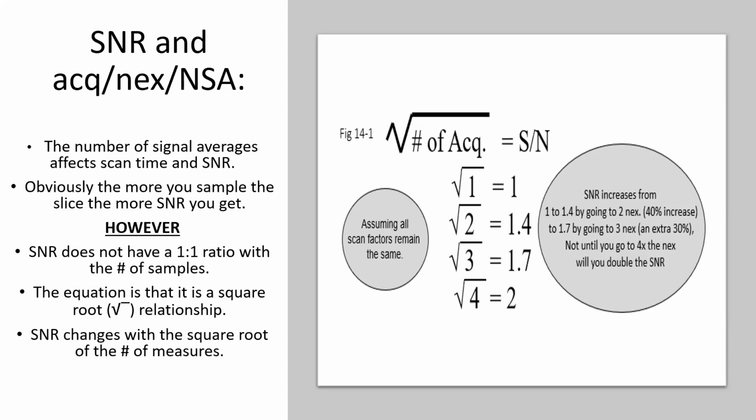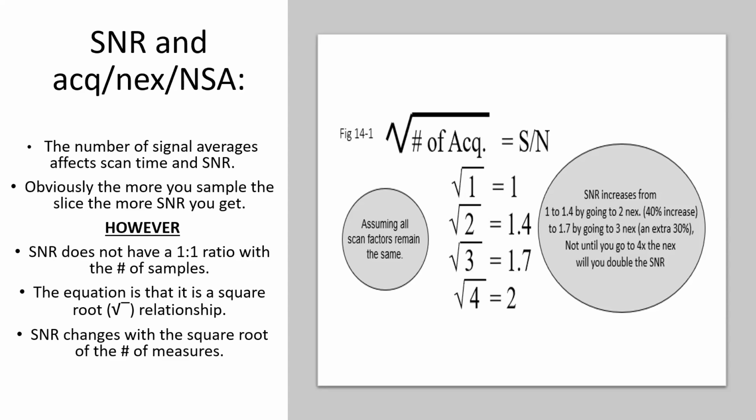Taking that even further, if you go to 3 acquisitions, you're going to go from 1 to 3, you're going to gain 70% signal to noise. That's great, but I'm sitting here 3 times longer, and the patient's got 3 times longer to move. The only way you can double your signal to noise by using NEX or acquisitions is to go to 4, and that's a very inefficient way to double your signal to noise.